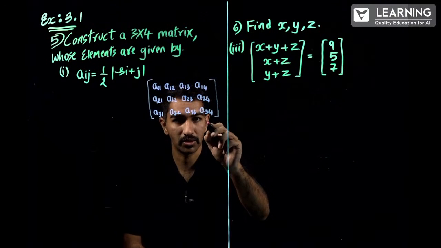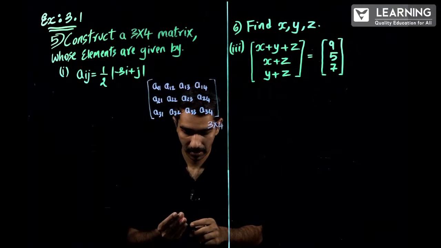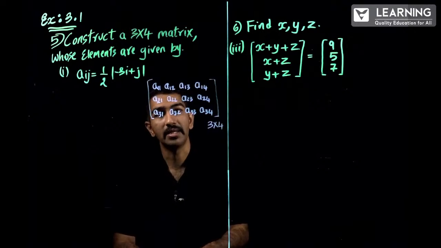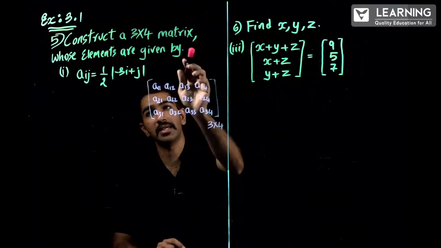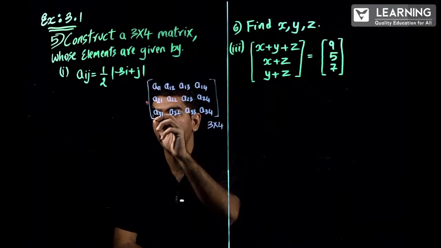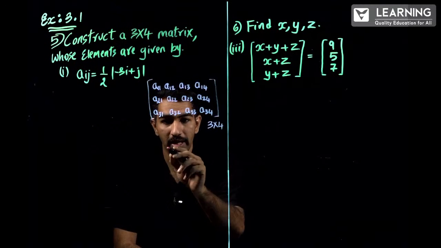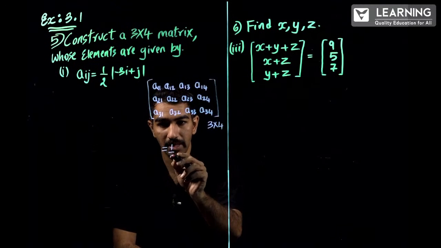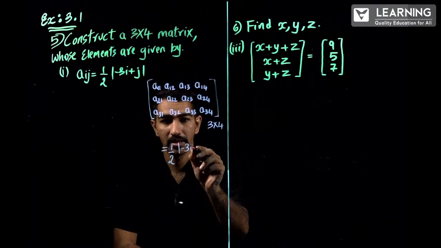So what is the order here, students? 3 cross 4. So you have to construct a matrix 3 cross 4, but what is here? Whose elements are given by, how are the elements given? a_ij. So i is what, students? The first one is i, second one is j. So a_ij is given by 1 by 2 mod of minus 3i plus j.